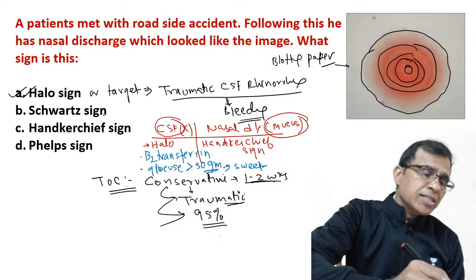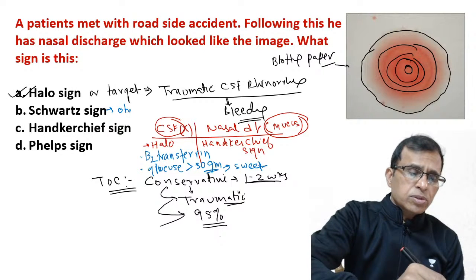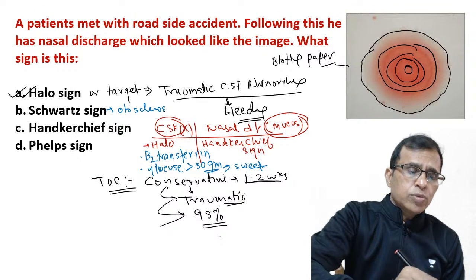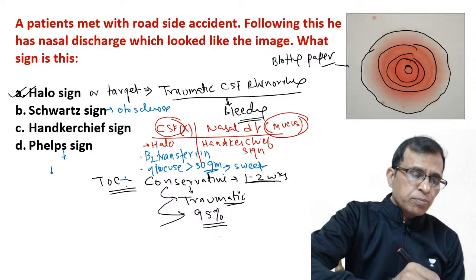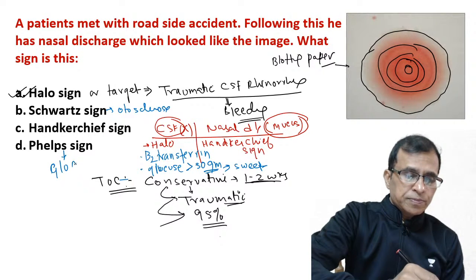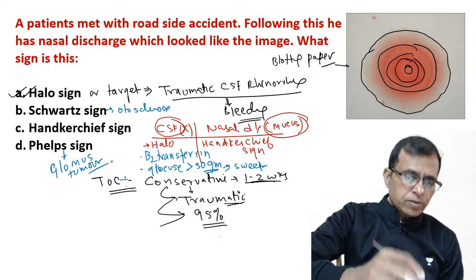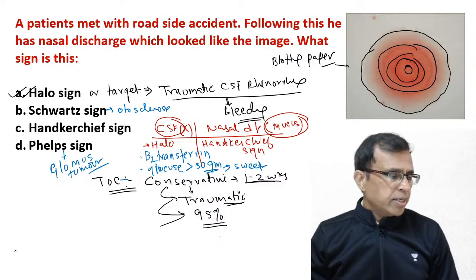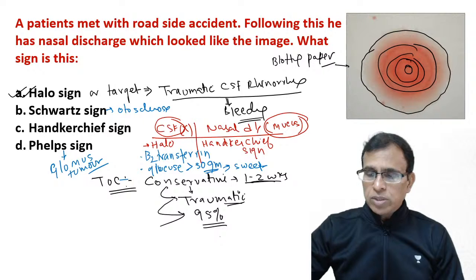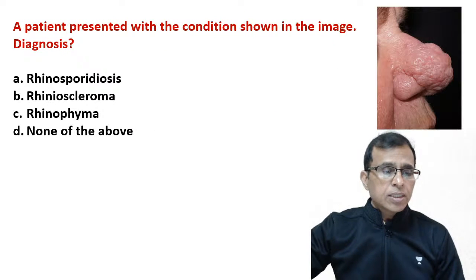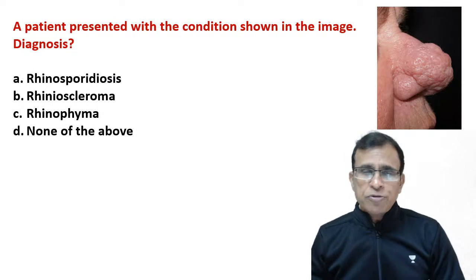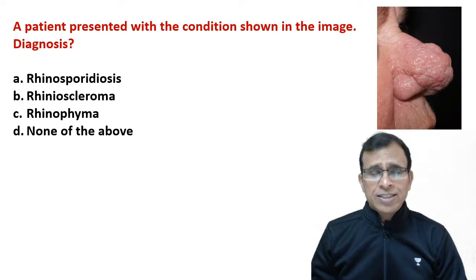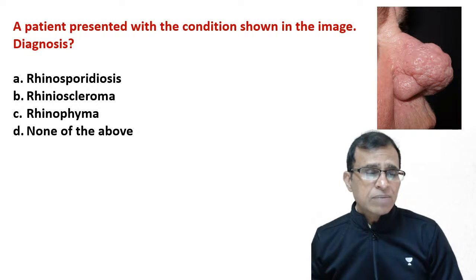And Schwartz sign is seen in otosclerosis. We all know this is nothing to do with this. And Phelps sign is glomus tumor. Isn't it? All this we know. So I hope it clears all your questions regarding this particular topic. Then we have third question, straightforward. I think 100 out of 100 will get this right. Must have got it right in the exam also.